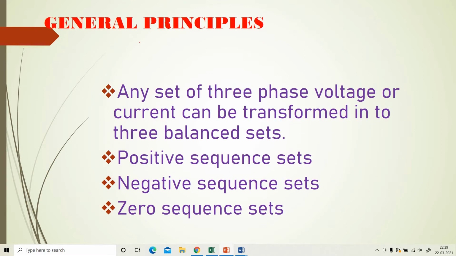Next, I am going to explain general principles used in the symmetrical component. Any set of three-phase voltage or current can be transformed into three balanced sets. First one is positive sequence set, second one negative sequence set, and third one is zero sequence set.